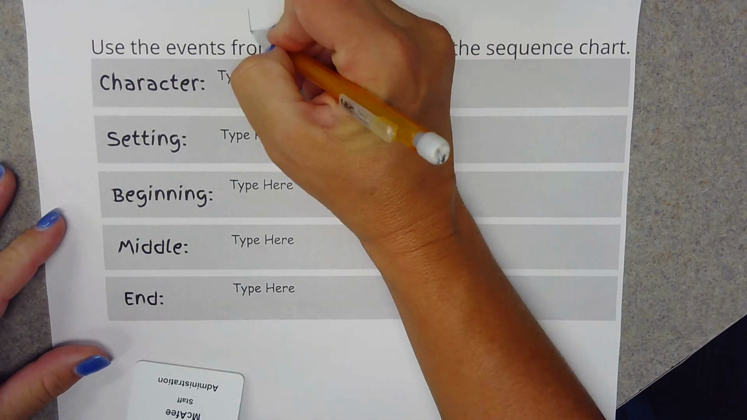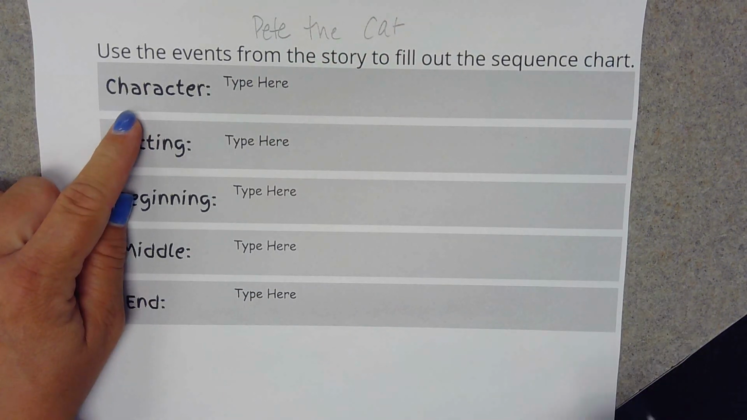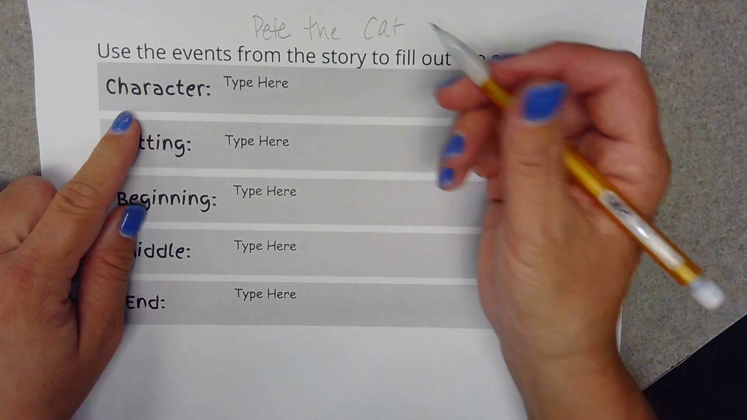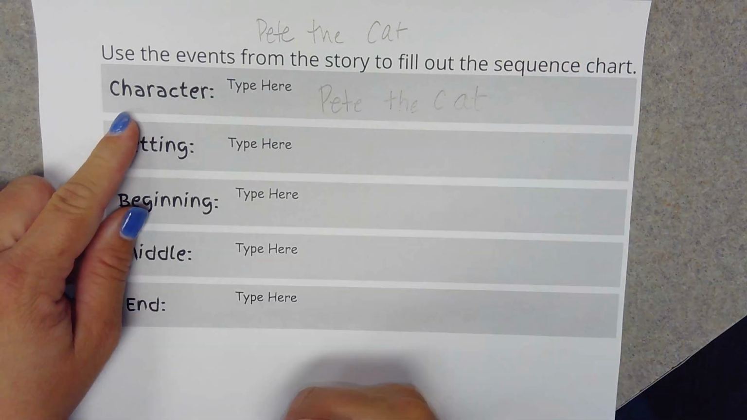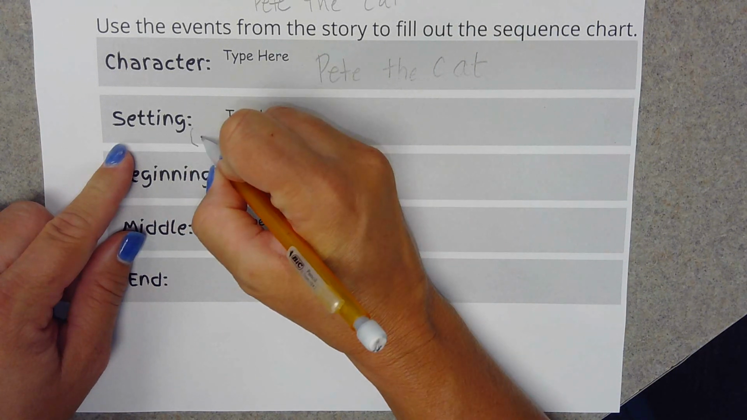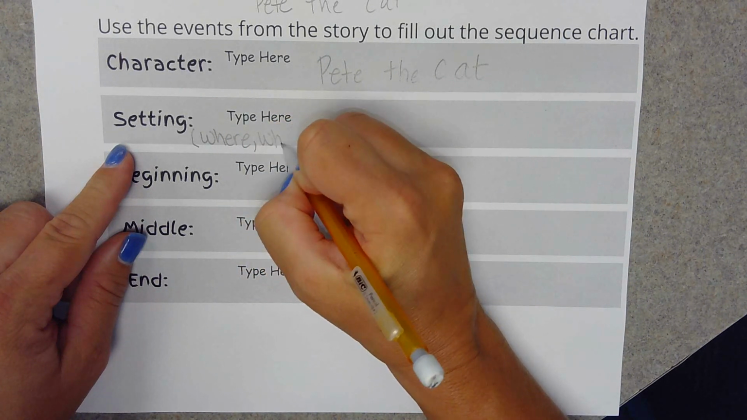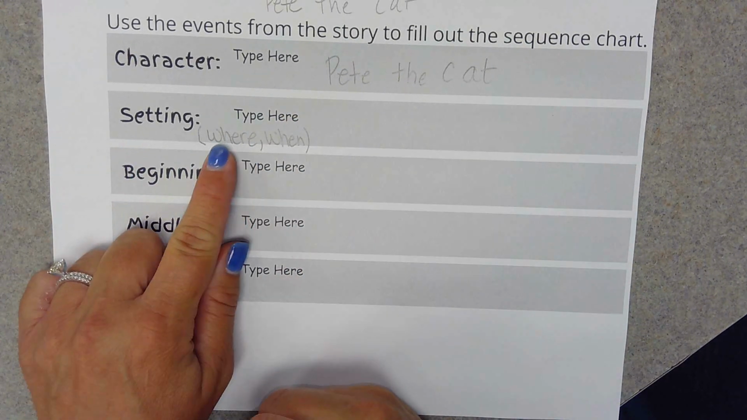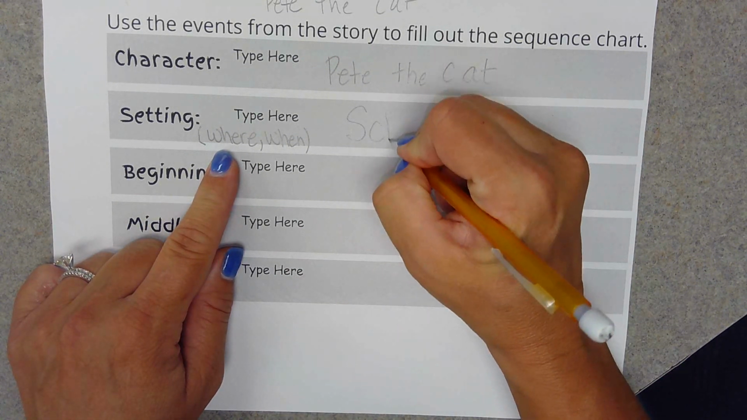I just printed it off because I'm going to write it down to show you. So I'm going to just write at the top, Pete the Cat. All right, who's the main character in Pete the Cat? That one's pretty easy. Pete the Cat. Now for setting, I'm going to put here in parentheses, this is where the story takes place and when does the story take place. So where is this story? This story is at school.